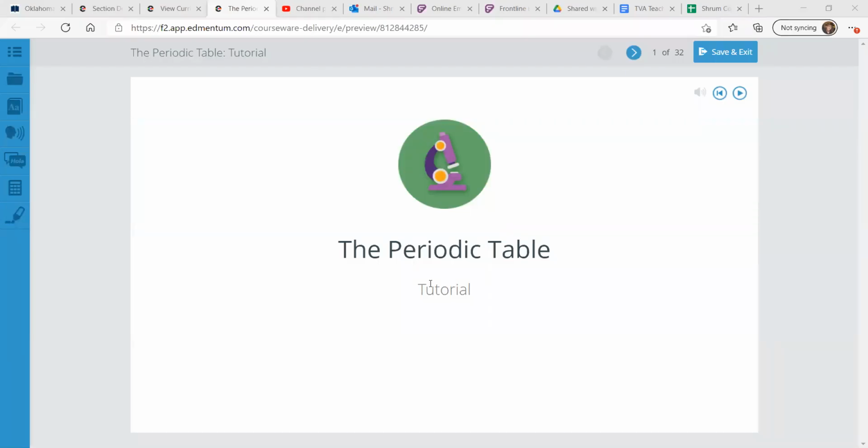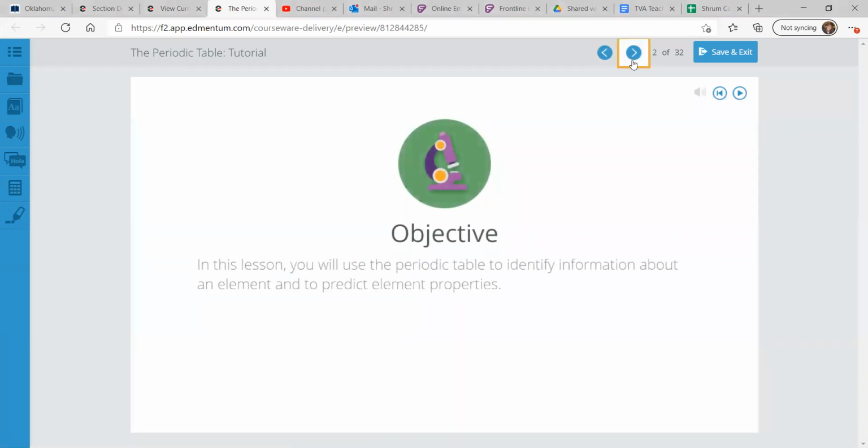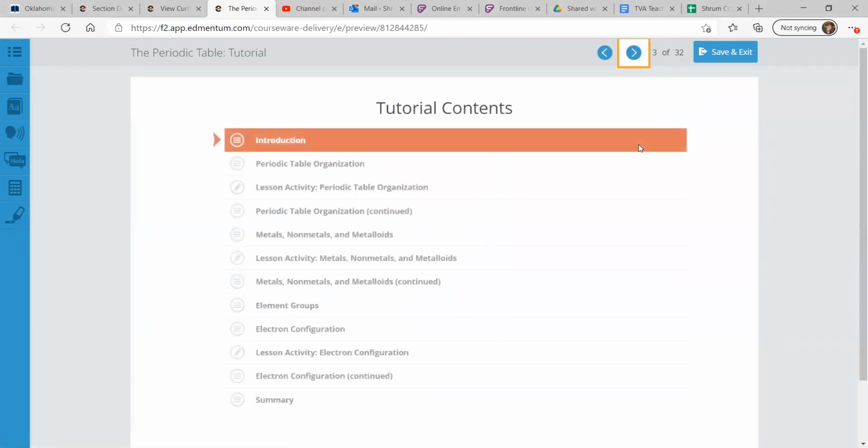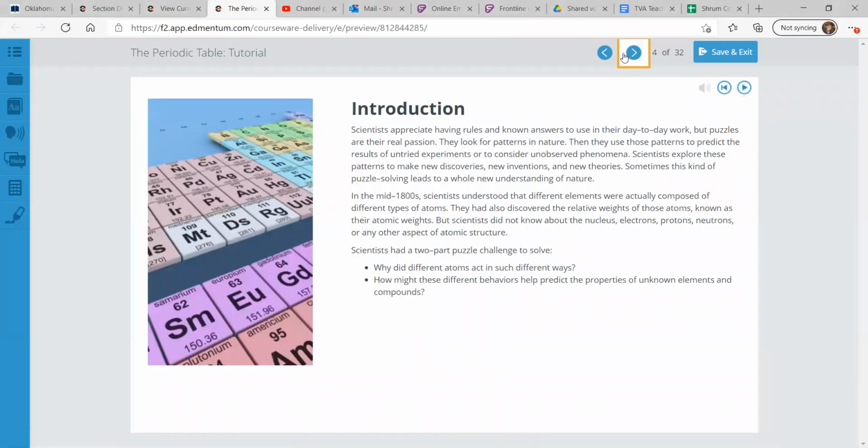Hey, it's Mr. Shrum, and welcome back to another physical science tutorial. Today we're going to look at the periodic table. We're going to use the table to identify information about an element and predict the element's properties. So we're going to show how this table is really useful in the realm of science and chemistry specifically.